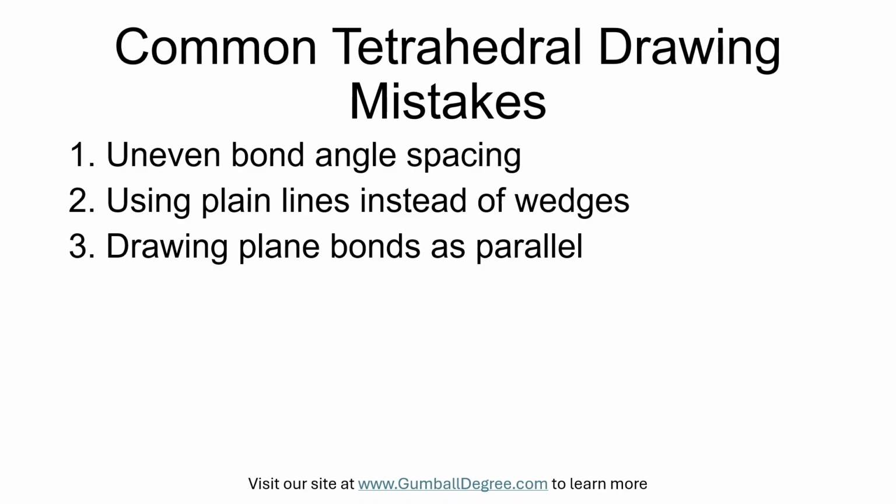Another error is using a straight line for a bond that should be shown as a wedge or dash when stereochemistry matters. Solve that by deciding which groups are toward or away from the viewer and marking them with wedges or dashes. Some students forget that 2 plane lines in the plane can still be angled relative to each other. Remember to place those lines so they reflect the 3-dimensional spacing, not parallel lines.